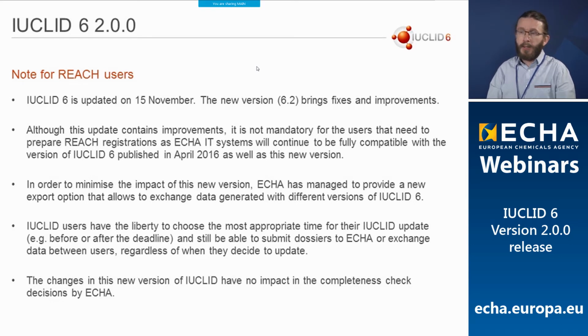So we are already receiving dossiers that are processed with the new versions of Euclid. So we have made this version compatible with previous versions as well. It means also that this version does not change anything in the completeness check that we are doing in ECHA. So a dossier that was complete before will still be complete with the new version, and there is no variations or changes in the way we assess the completeness of the registration dossiers submitted under REACH. You will see later in the presentation that we also included an improvement in this new version that allows the exchange of data between all Euclid 6 versions, and I will explain how this is done in the new version.